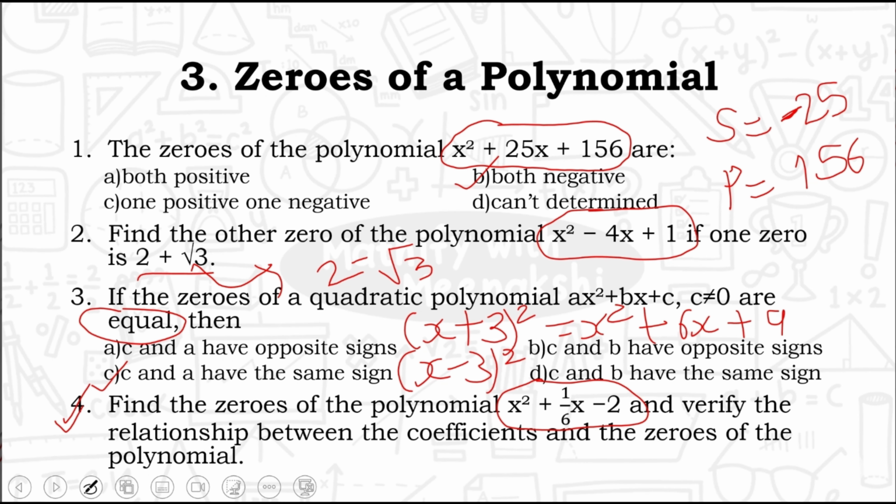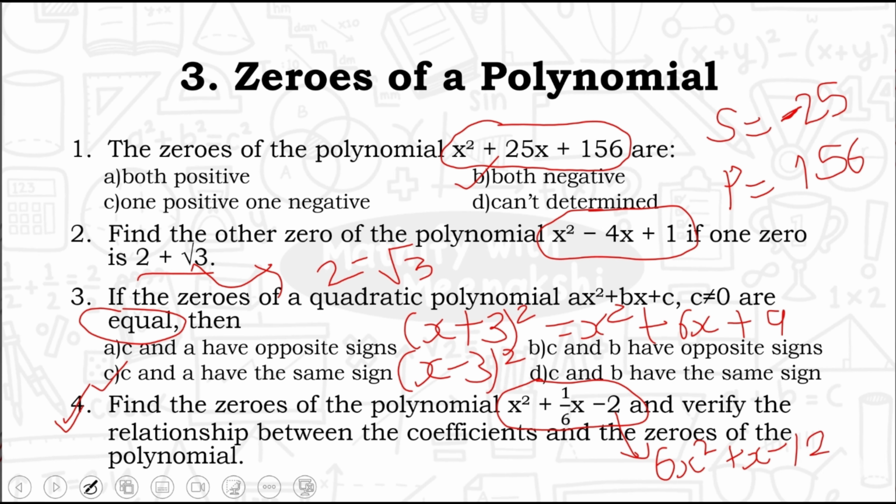Whenever the coefficient of x square or x is a fraction, you have to take the LCM. So you will multiply this whole polynomial by 6. So your polynomial becomes 6x square plus x minus 12. Now you have to solve this.